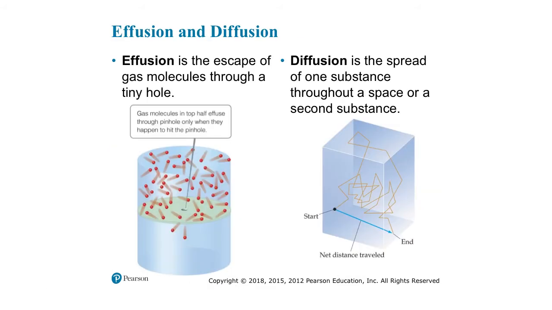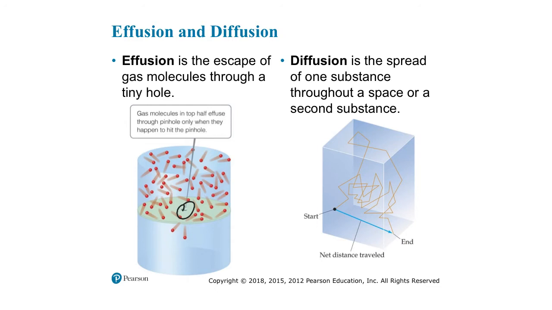So we can look at effusion and diffusion. Effusion is the escape of a gas through a tiny hole. So you can think of a gas where we have a relatively high pressure, we have a pinhole, a little tiny hole that gases can escape from, and then we have a much lower pressure on the opposite side. You can think of a balloon or a tire, where we have a high pressure on one side and a low pressure on the other. And so effusion is the escape of gas molecules through a tiny hole.